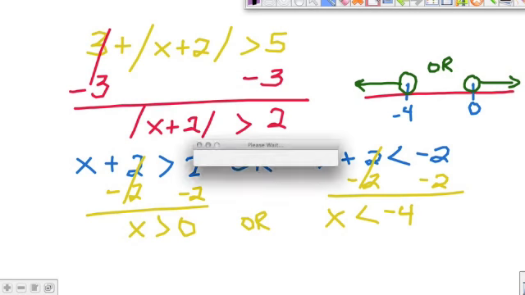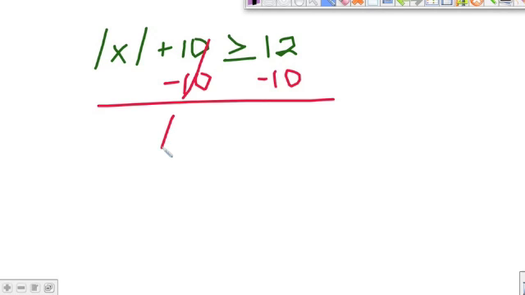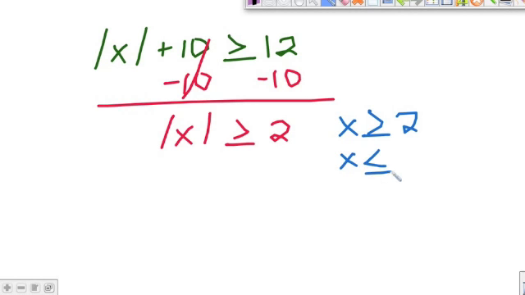All right, last one. We have the absolute value of x plus 10 greater than or equal to 12. All right, let's go ahead and combine like terms. So we're going to subtract that 10. The 10's cancel, and I get the absolute value of x is greater than or equal to 2. Now, since I don't have to get x by itself, it's already there, I know that we have x is greater than or equal to 2, exactly how it's written, and its inverse, flipping everything around.